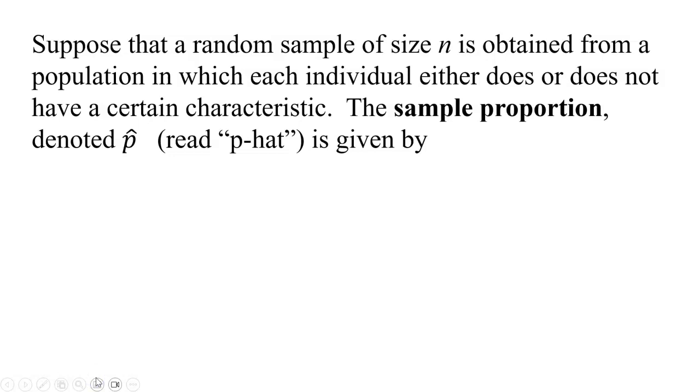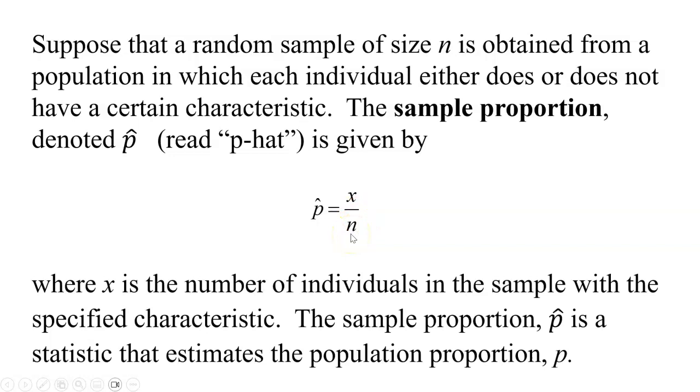All right, so suppose that a random sample of size n is obtained from a population in which each individual either does or does not have a certain characteristic. Then the sample proportion, which we call p hat, is given by p hat equals x over n, where x is the number of individuals in the sample with that characteristic, and n is the sample size.